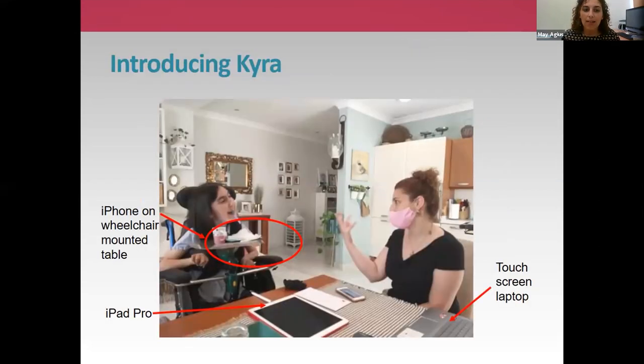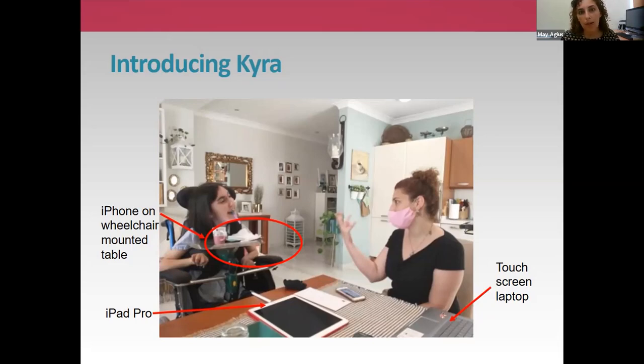Now I will introduce Kira. Kira is an 18-year-old young adult, and there she is, and she uses a number of devices. They are all mainstream technology. As you can see, she uses an iPhone on her wheelchair. She has a mounted table on her wheelchair, and with that mount she also mounts a GoPro camera, which when she goes outside, she uses to take videos or photos. She has the iPad Pro as well, on the table, and she also uses a laptop with a touch screen. She uses a mouse pointer to access these devices.